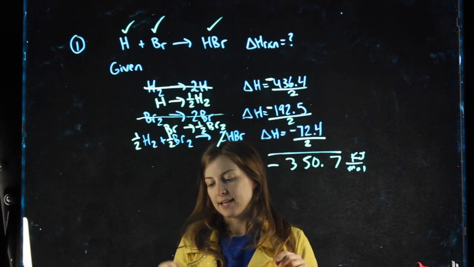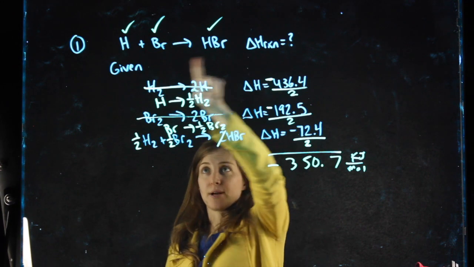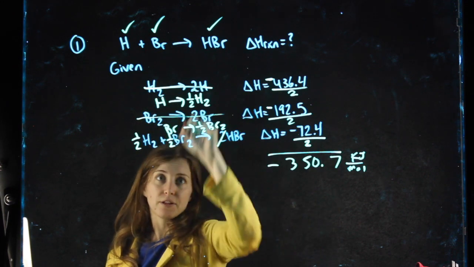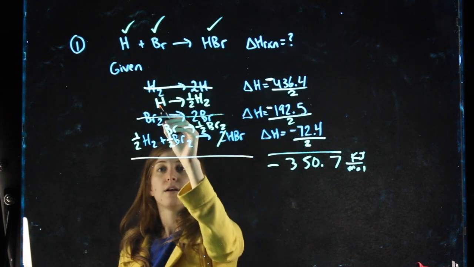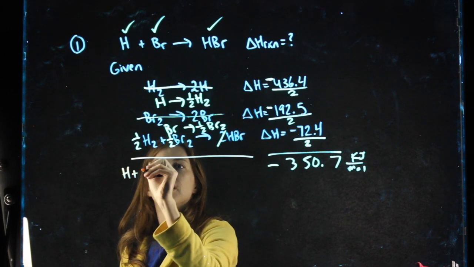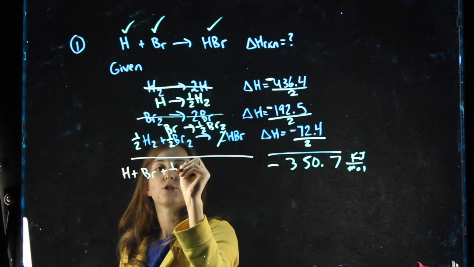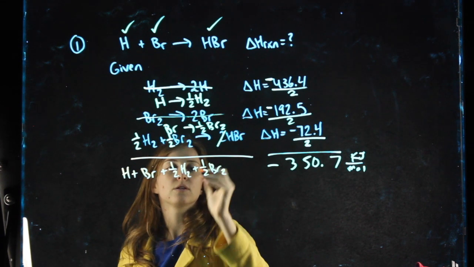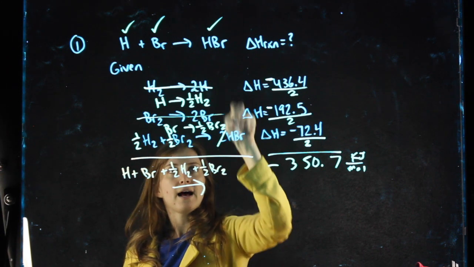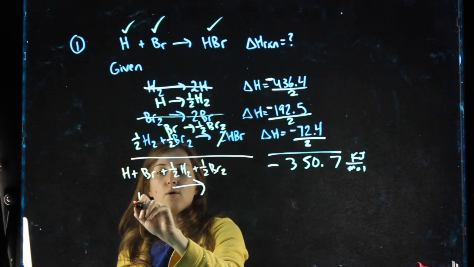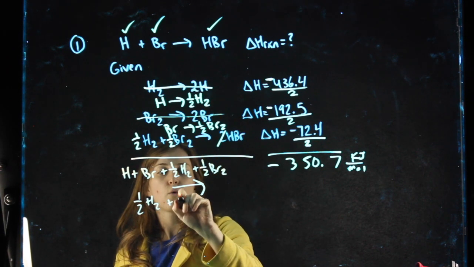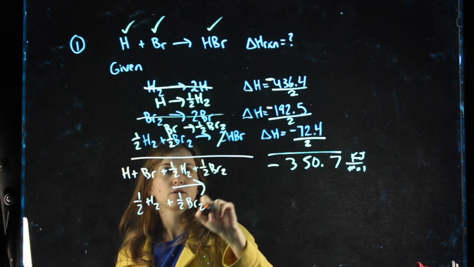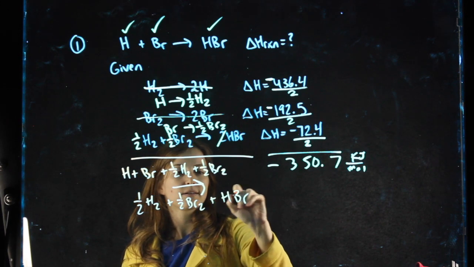It should have things cancel out to get you that reaction. So I'm going to add up everything on the left-hand side. That gives me H plus Br plus 1/2 H2 plus 1/2 Br2. Add up everything on the right side. 1/2 H2, 1/2 Br2, HBr.